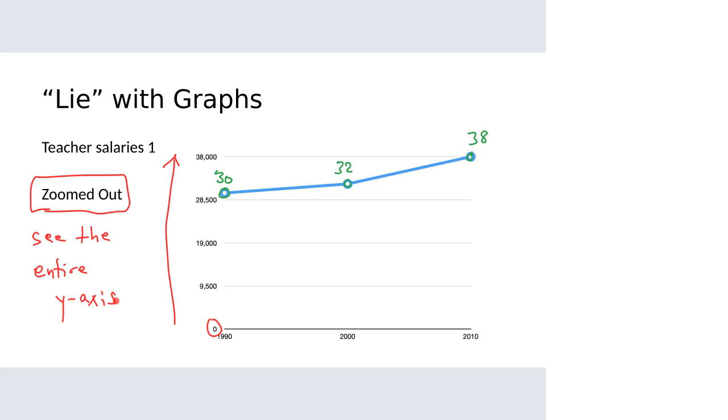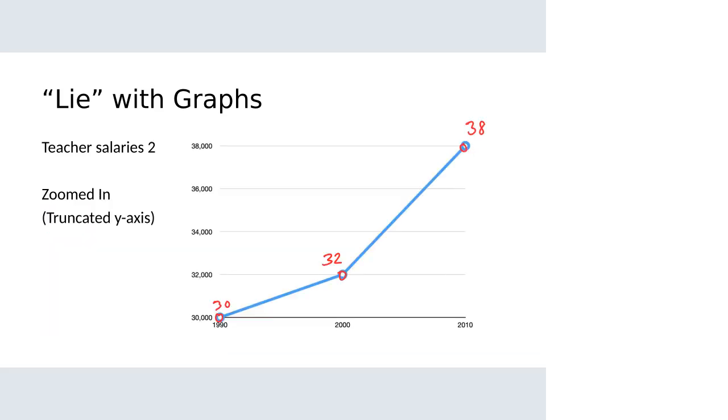However, on this graph, we have zoomed in. What we've done is instead of going from 38,000 to 0, we have zoomed in on one particular part of the graph and just started our axis at 30,000. We have truncated, which means chopped some off. We have truncated the y-axis.